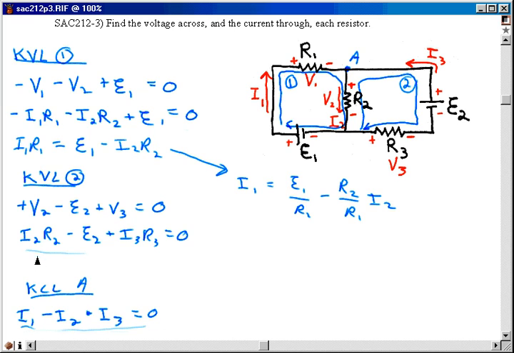And then this one I want to solve for I3. I'll leave the I3 R3 over here on the left. Add E2 to both sides. Subtract I2 R2 from both sides.